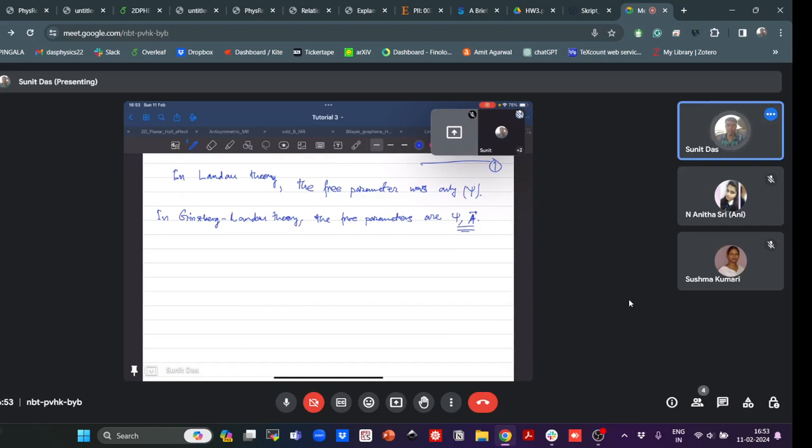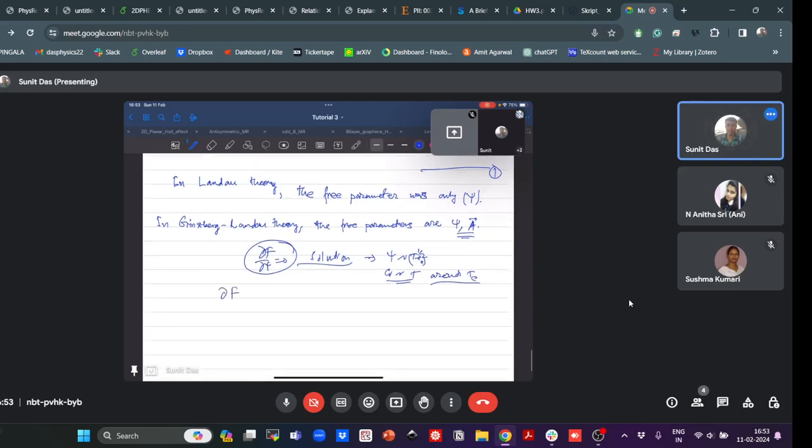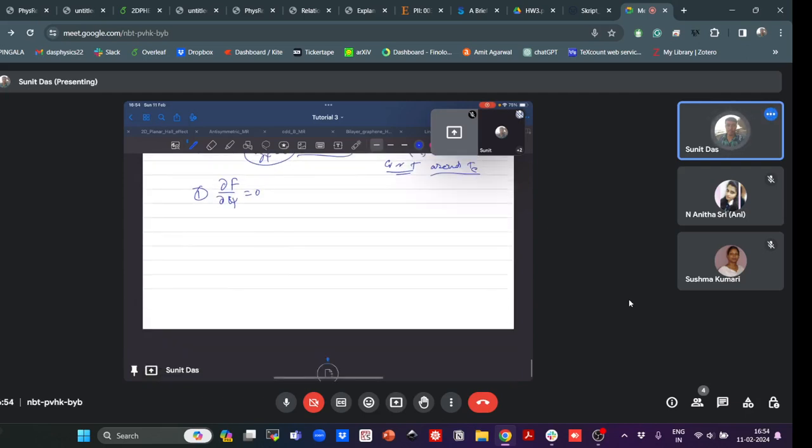So what did we do with free parameters? We did del f del psi equal to 0 and then found the solution, right? From that we get the information about how psi behaves with T. It was (T minus Tc) to the power half, and then Cv was simply proportional to T around Tc, right? And many other information can be extracted. So the same thing we will do, but we will have to do two things. Del f del psi equal to 0 will give us one equation.